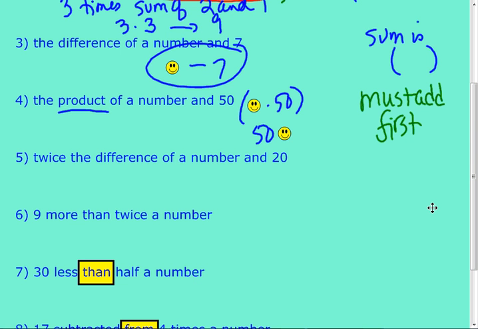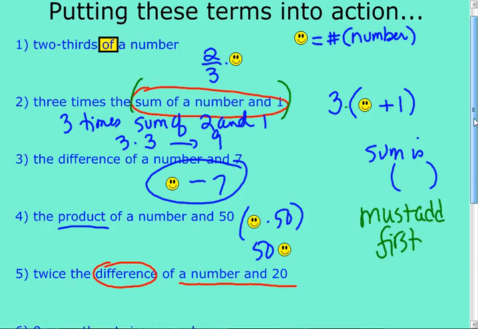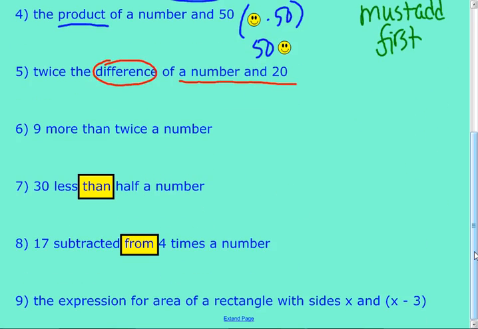Uh-oh, now number 5 is hard. Twice the difference of a number and 20. Difference, Wesley, is just like sum. You have to do this first. You have to find the difference between the number and 20, and then you multiply by what? What does twice mean? Multiply by 2. Trudy, do you want to try and write it up? Who wants to try it? Doesn't matter. You have to use parentheses. So what's the difference between the number and 20? What do you have to do? Take the number and subtract 20. And then, Wesley, what do you have to do now? I want twice. You have to have parentheses.